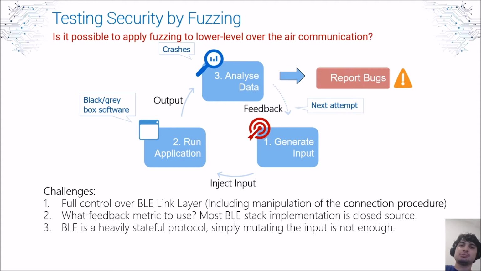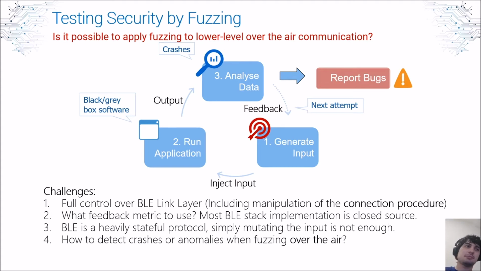And also Bluetooth is a heavily stateful protocol, so for every message exchange there are certain sequences of messages, and also some optional sequences that need to be taken into account. So we need to think in a way to send not only mutated inputs to the peripheral that you are testing, but also messages out of order. This is particularly important to discover new vulnerabilities whose reason for appearing was out-of-order messages, and also how to detect crashes or anomalies. That will depend a lot on the setup of the device that you are testing.